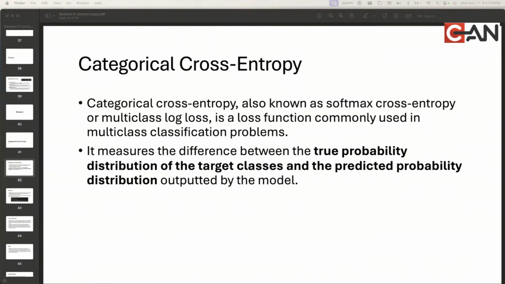So categorical cross entropy, also known as the softmax cross entropy or multi-class log loss, is a function that's commonly used for multi-class classification, and it measures the difference between the true probability distribution of the target classes and the predicted probability distribution. So this metric works with distribution outcomes.